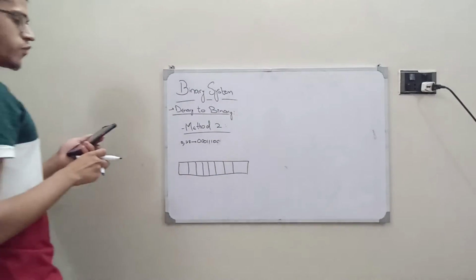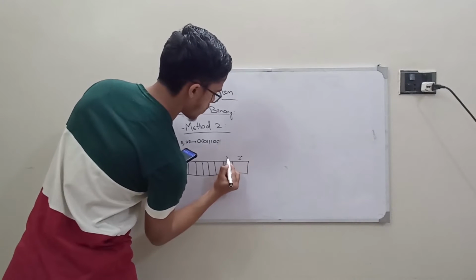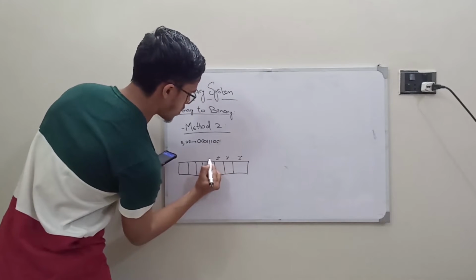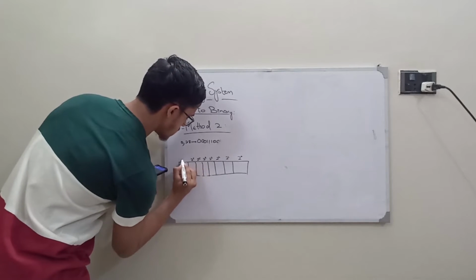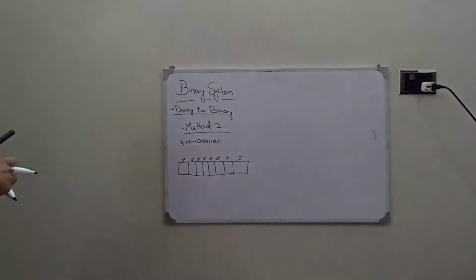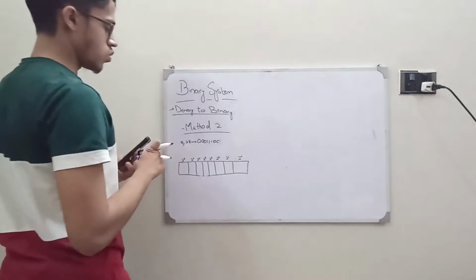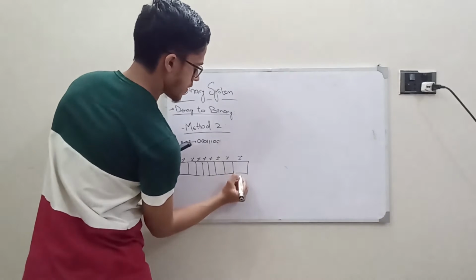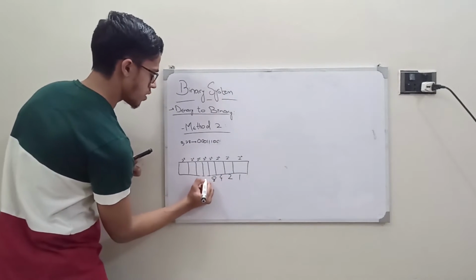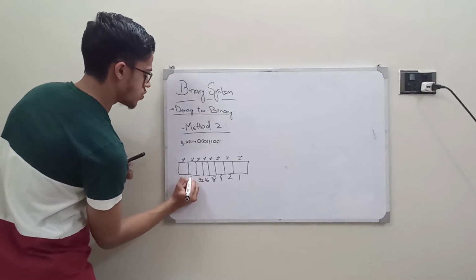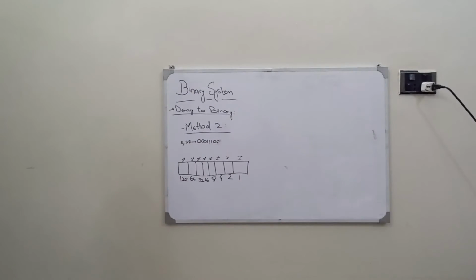So for this one, we first need to write the powers of 2. 2 power 0, 2 power 1, 2 power 2, 3, 4, 5, 6, 7. These are the powers of 2. Now let's write down the corresponding numbers with those powers, which will be 1, 2, 4, 8, 16, 32, 64 and 128.